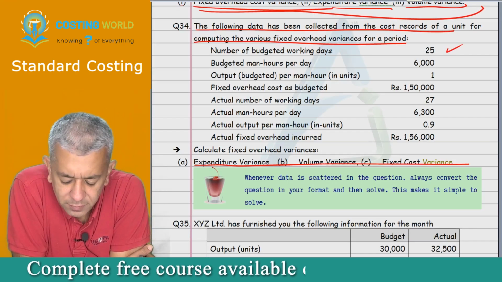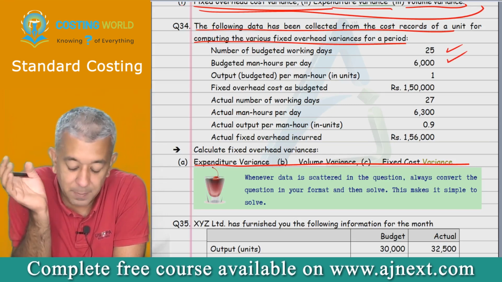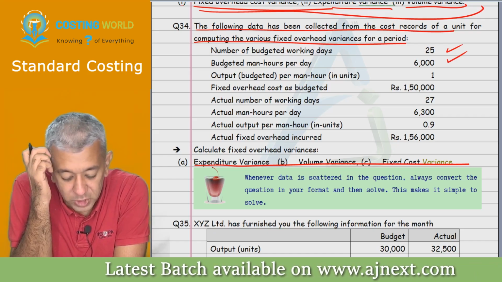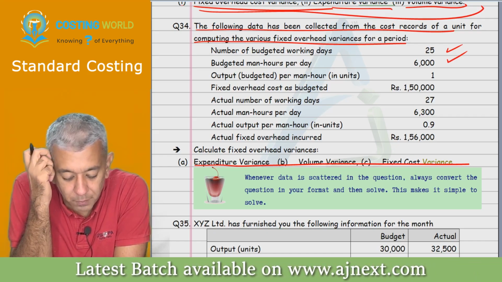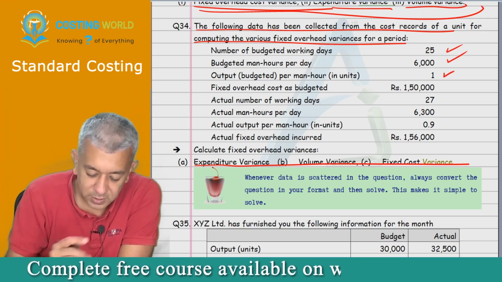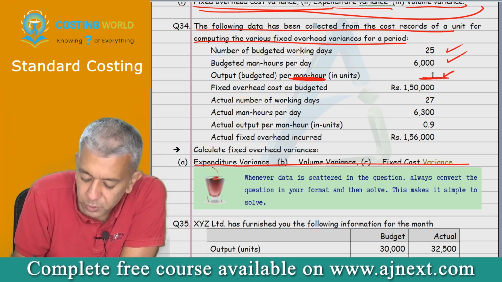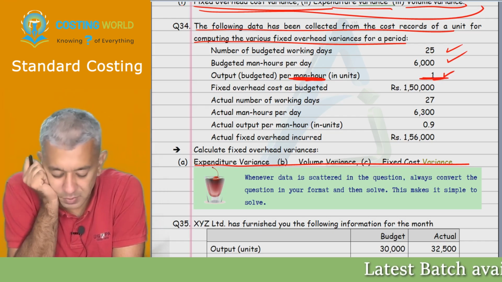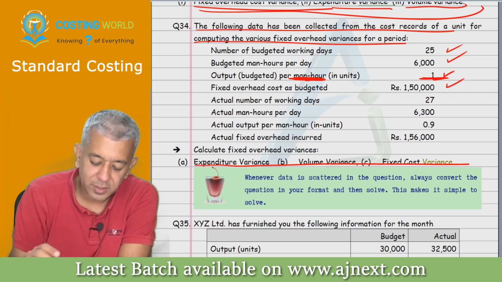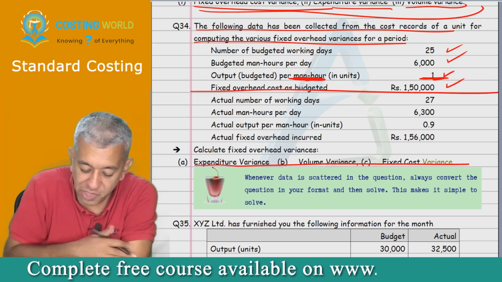So number of budgeted working days 25. Budgeted man hours per day 6000. Okay. These are man hours per day, beta. Output budgeted per man hour in units 1. Now what does this mean? It means that in 1 man hour you should have produced how many units here? 1 unit. Further, fixed overheads cost as budgeted 1,50,000. I guess this was completely your budgeted data, now your actual data.